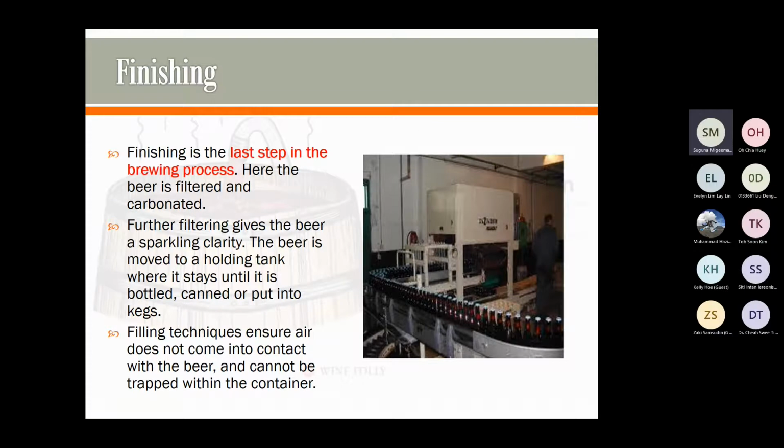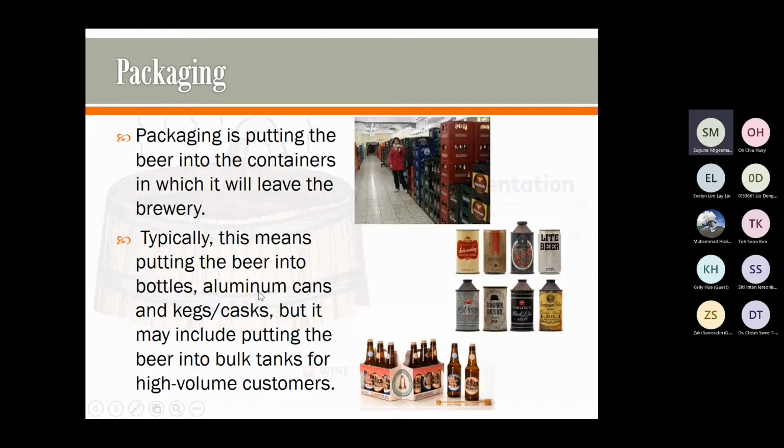Finishing is the last step in the brewing process. Here the beer is filtered and carbonated. When the beer is not carbonated enough, or the carbon dioxide can easily evaporate, we add our own carbonation. Finally, filtering gives the beer sparkling clarity. The beer is moved into the holding tank and stays until it's bottled, canned, or put into kegs. So this is the whole process of filling and then packaging.